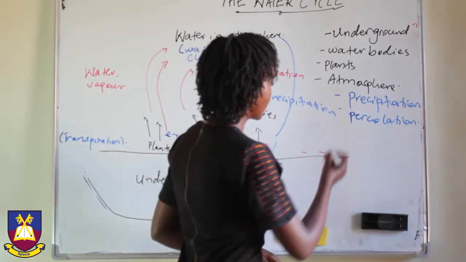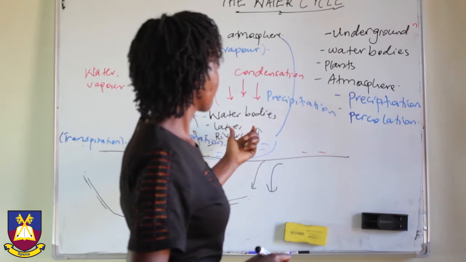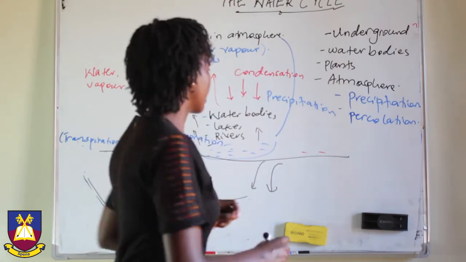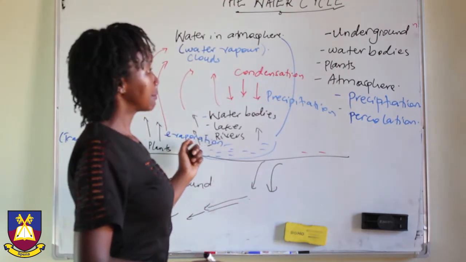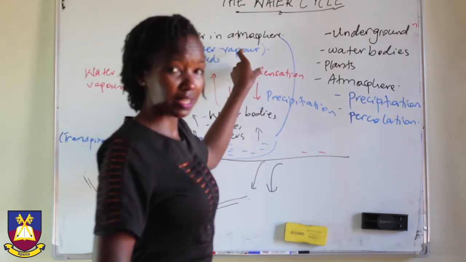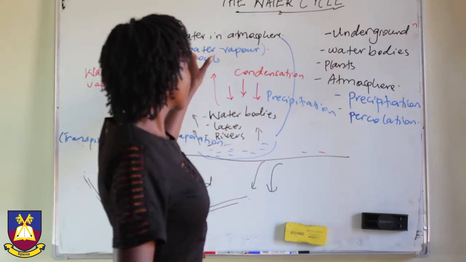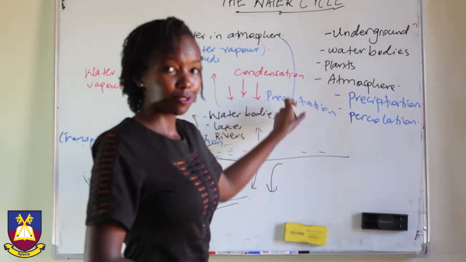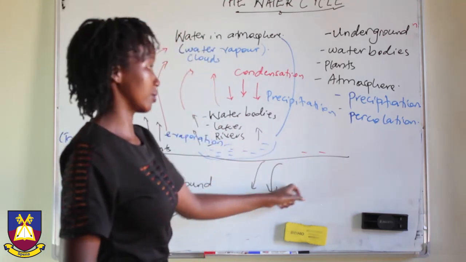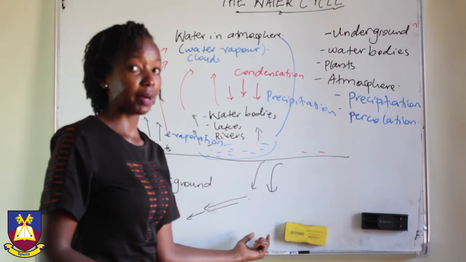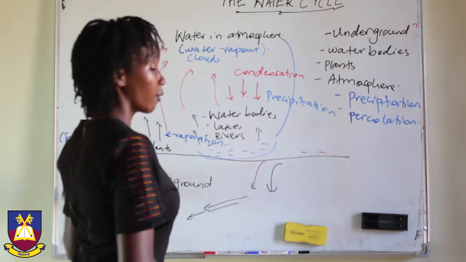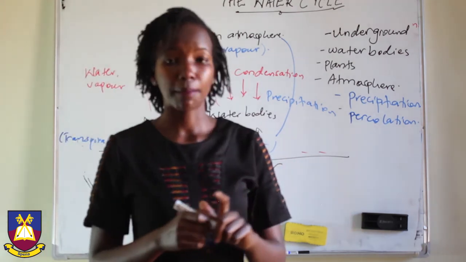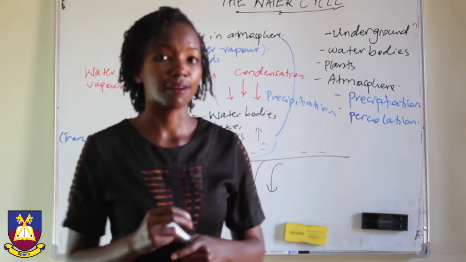In summary, major reservoirs of water are the water bodies, which are the lakes, seas, and oceans, and they lose water by evaporation. And by evaporation, we get water vapor into the atmosphere that forms the clouds. Now, by condensation, the water vapor becomes raindrops that come back to the Earth's surface by precipitation. Some water goes down to the ground by a process known as percolation, where it rejoins other water bodies, and then it will find its way back. Therefore, that is the water cycle.